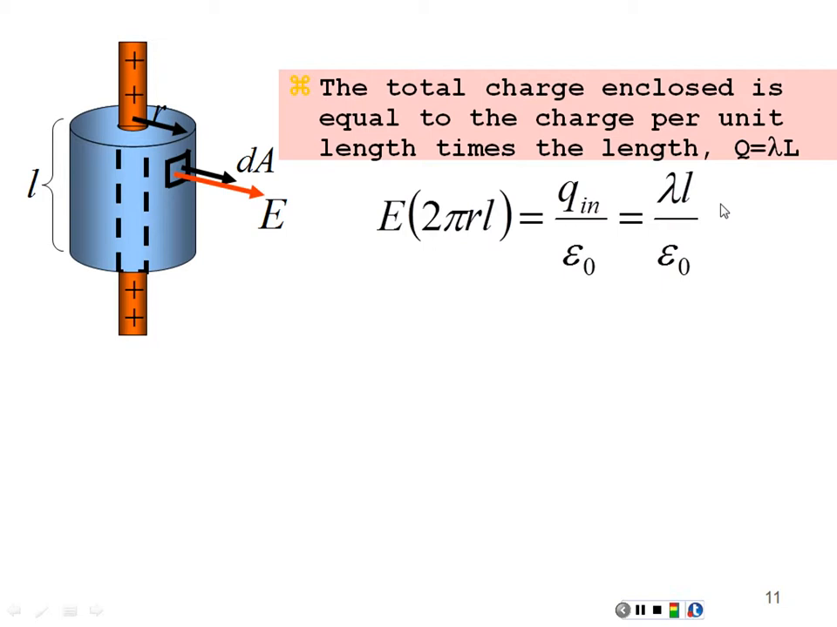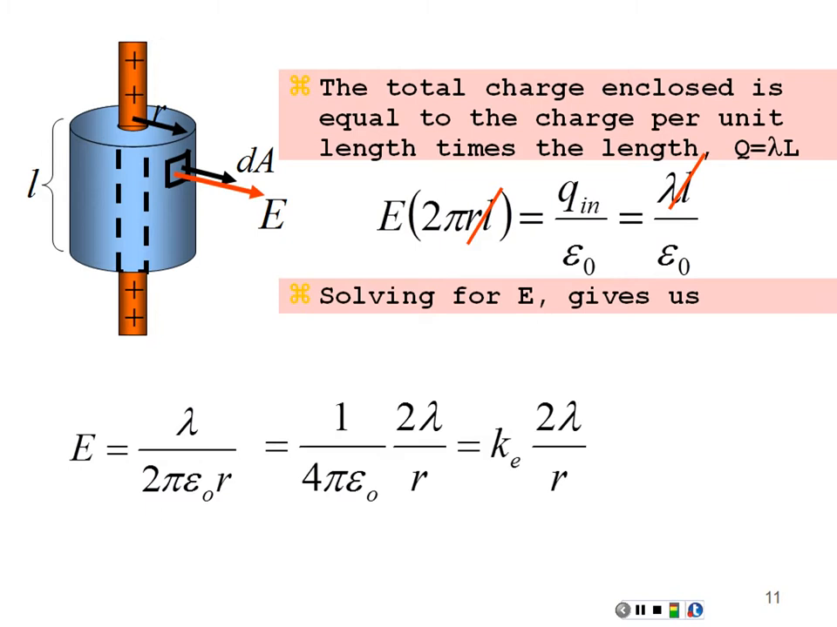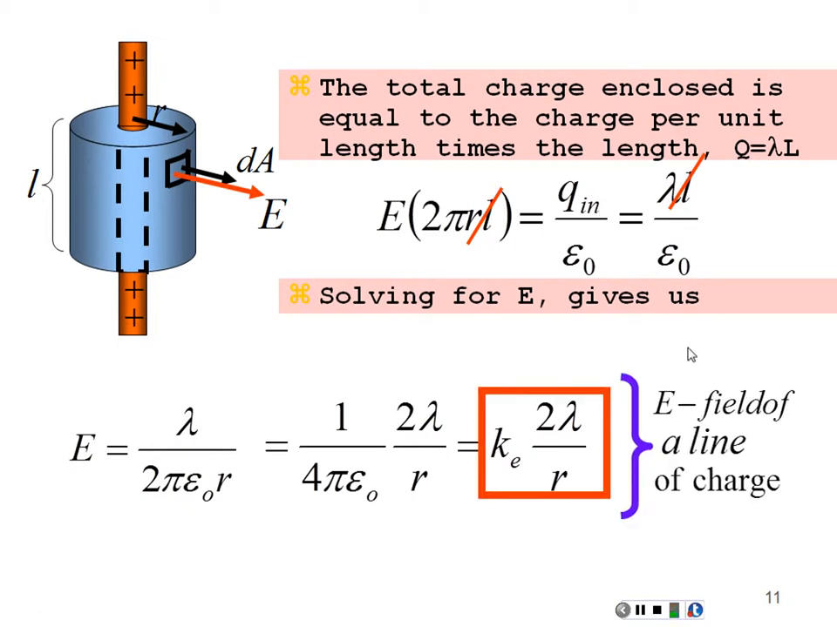I can get rid of an L on both sides of this equation. Now I have that the E field is equal to lambda over 2 pi epsilon naught r, which I could write as 1 over 4 pi epsilon naught times 2 lambda over r, which is K electric times 2 lambda over r. K, 2, and lambda are all constants, so my E field is dropping off as 1 over the distance r. This is the E field outside of a line of charge.